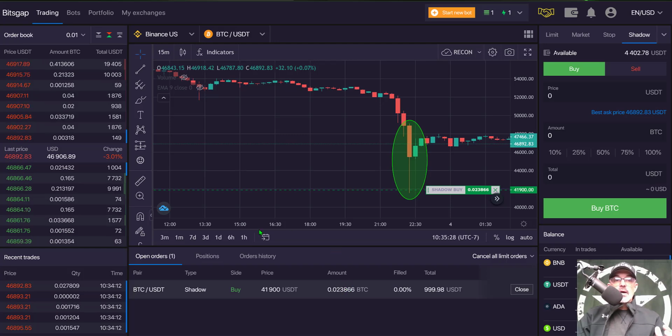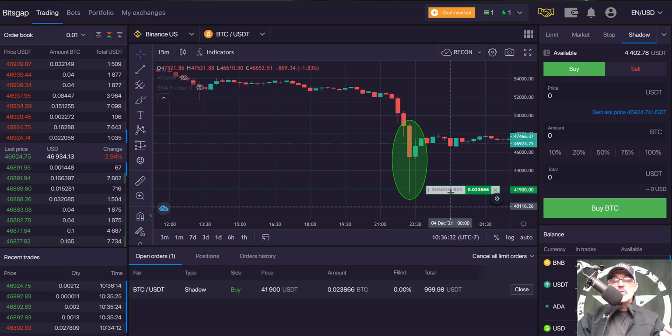And now under my open orders, you can see that I have a BTC USDT shadow order on the buy side opened up at a target price of 41.9 in the amount of 0.02 BTC. And obviously 0% has been filled as Bitcoin's price is well above my target price. And if you look up at the chart, it also shows my open shadow buy order on the chart as well.